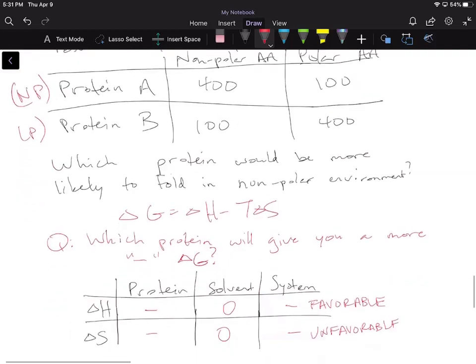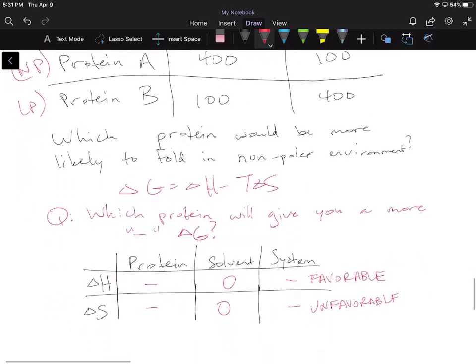So going back to our table that we wrote out from a previous video of protein folding in a nonpolar solvent, we came to the conclusion that the delta H in a nonpolar solvent is going to be negative because remember we're going to be forming more H bonds in our products, and anytime you're forming more favorable bonds in your products, that's going to be a favorable process, and that will give you a negative delta H.